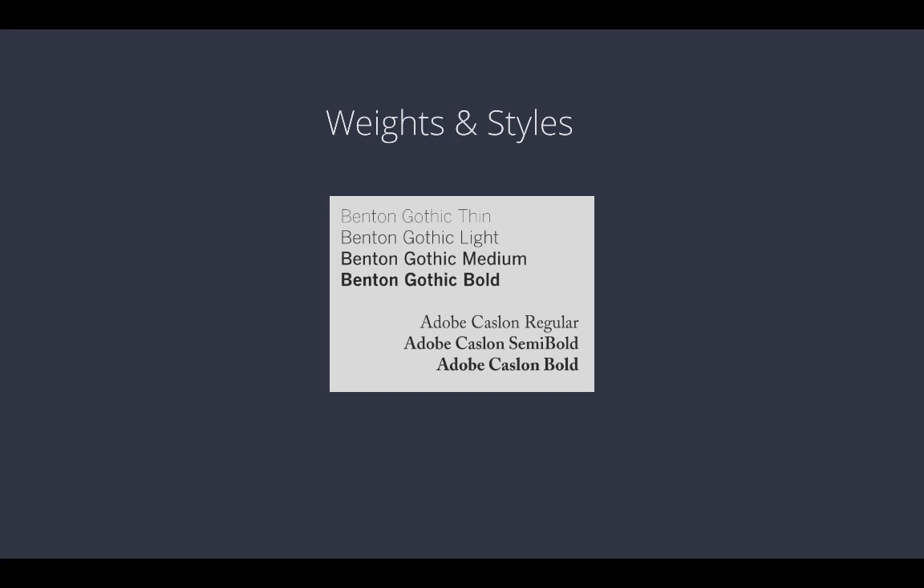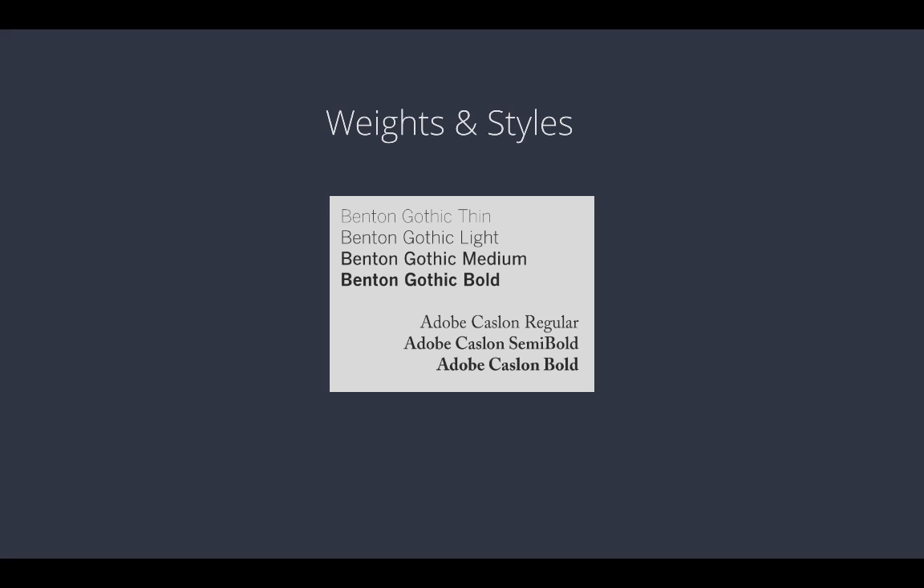Now another important aspect is weight and style. Now within a majority of typefaces you'll find more than one style and/or weight. And weights are often classified as light, thin, regular, medium, bold, heavy, or black. And each of these simply refers to the thickness of strokes that make up the characters.